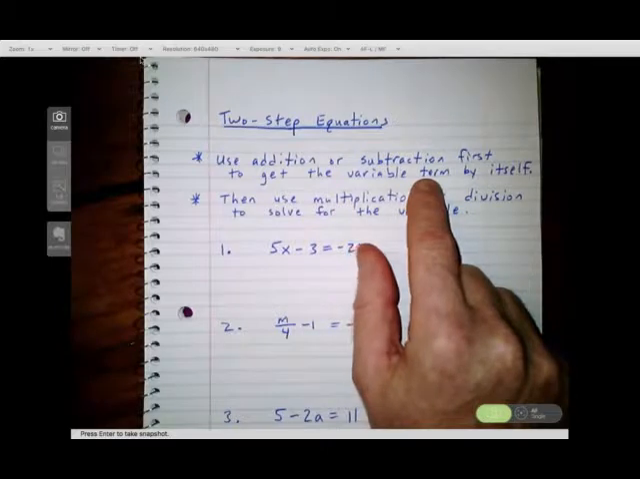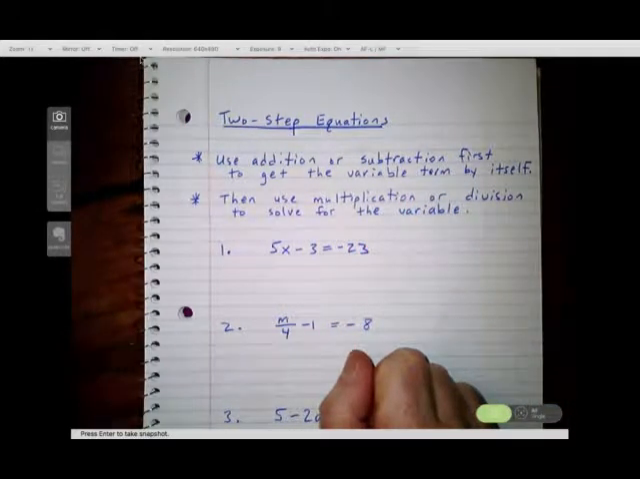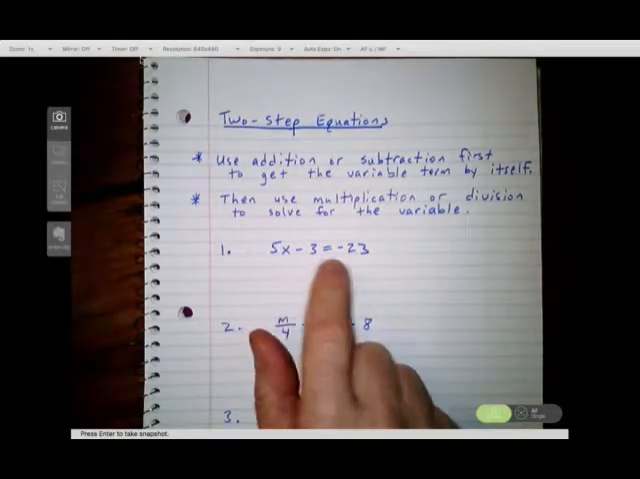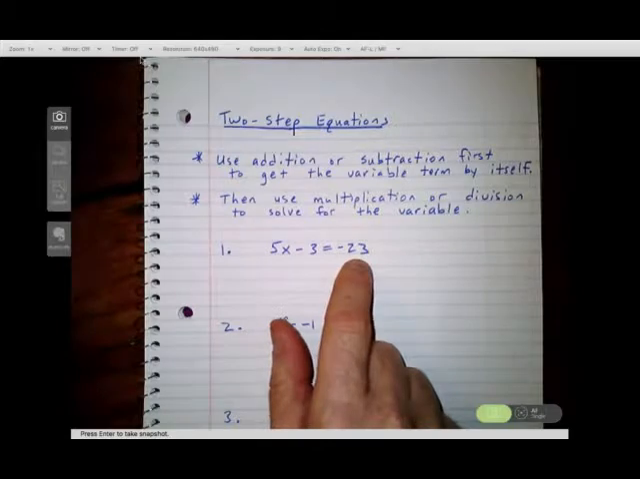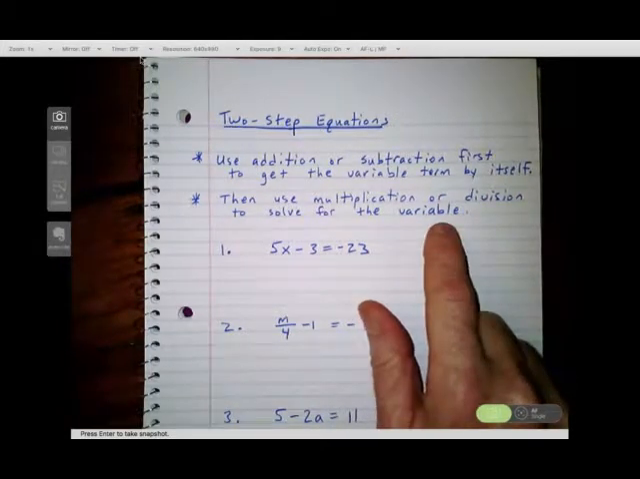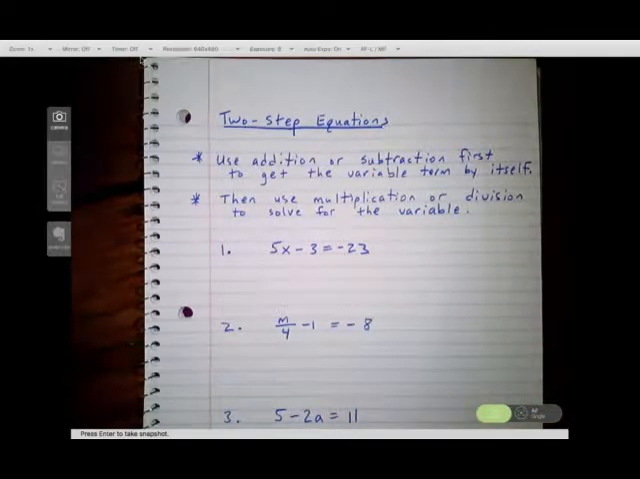So what I'm going to suggest is that you use addition or subtraction first to get the variable by itself. Here, to cancel out subtracting 3, I'm going to add 3 to both sides first, and I'll do that in a minute. After we've added or subtracted, then we're going to use multiplying or dividing to actually solve for the variable or get the variable all by itself.